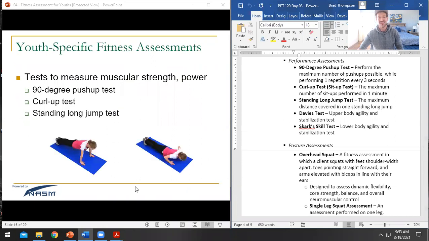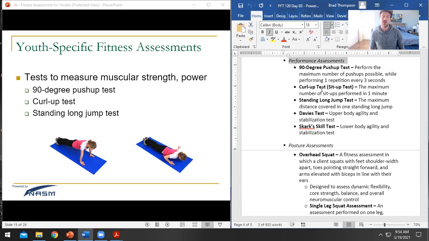But with our youths, you can do those. The other type of performance assessments that we have are also what I mentioned earlier. What's your one rep max on the bench? What's your one rep max on the barbell squat? What about the deadlift? What about the military press? Again, there's no normalized table that you should be able to hit. It's just you versus future you. You're just measuring performance. There's no normal number you should be able to hit.